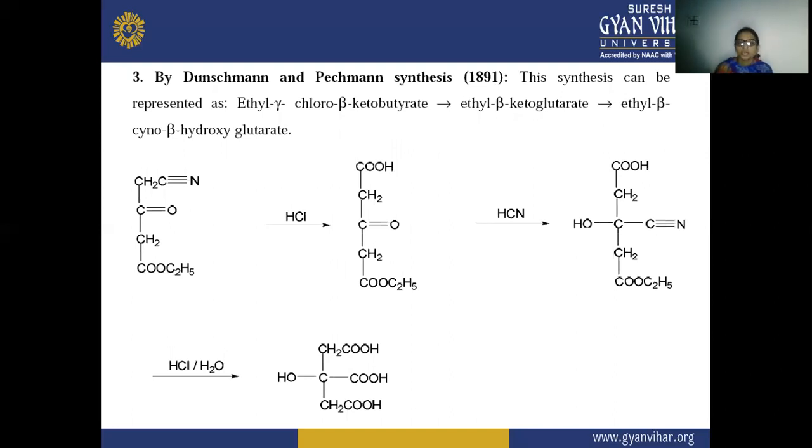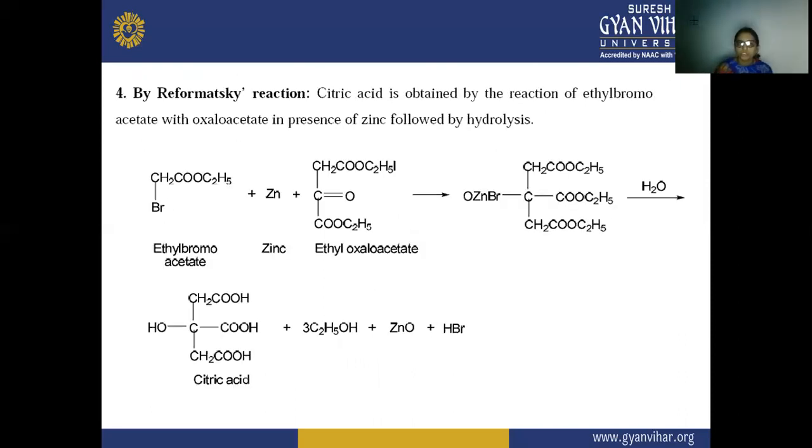In this synthesis, ethyl gamma-chloro beta-keto butyrate is reacted with KCl, and there is a formation of ethyl beta-keto butyrate. When it is reacted with HCN, there is a formation of ethyl beta-cyano beta-hydroxybutyrate. After that, with the treatment of HCl and water, oxalic acid is formed. By the Reformatsky reaction, citric acid is obtained by the reaction of ethyl bromoacetate with the oxaloacetate plus zinc, and there is a formation of citric acid by hydrolysis.